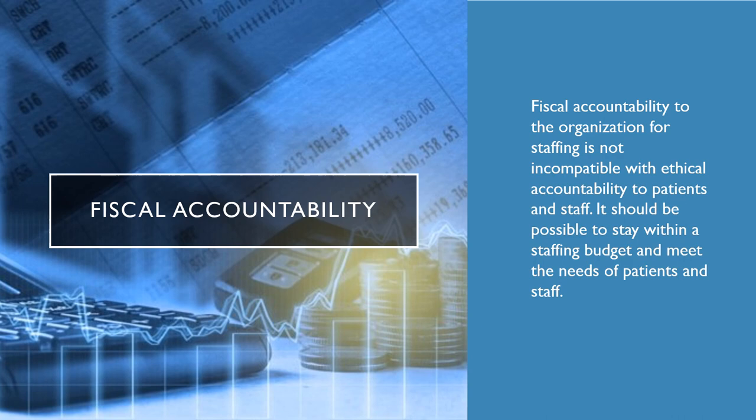Facilities do have fiscal years and must be fiscally accountable. Fiscal accountability to the organization for staffing is not incompatible with ethical accountability to patients and staff. It should be possible to stay within a staffing budget and meet the needs of patients and the staff.